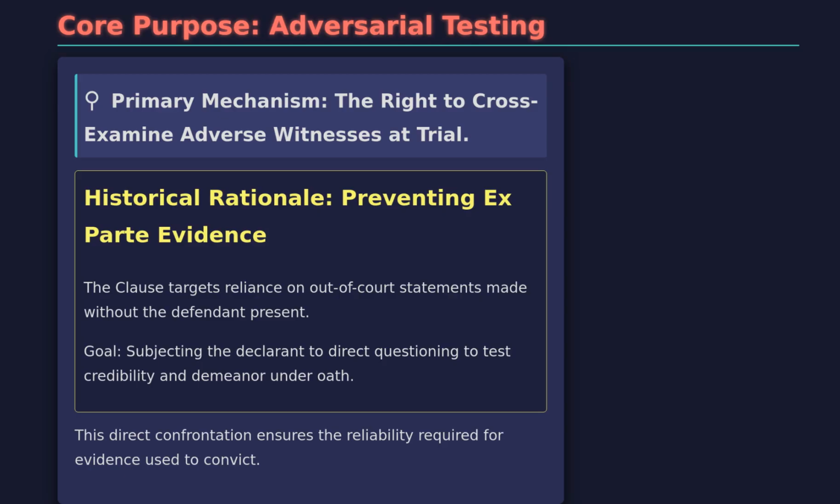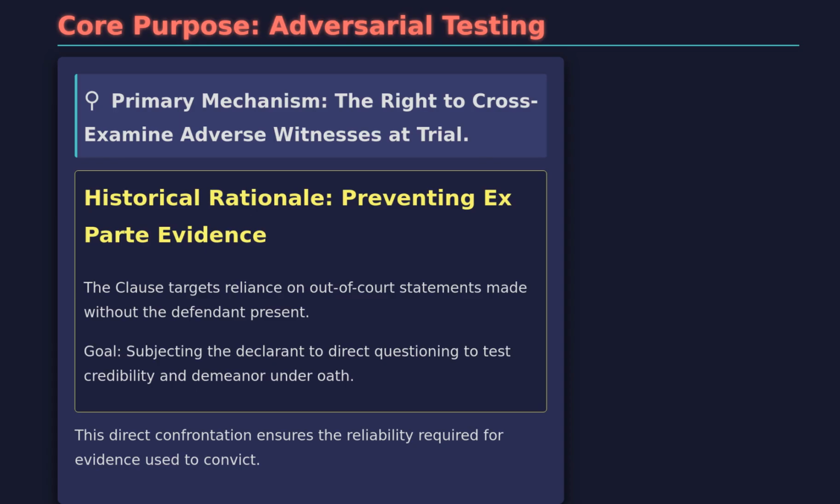The primary mechanism through which the Sixth Amendment guarantees confrontation is the fundamental right to cross-examine adverse witnesses at trial. This is not merely a procedural formality. It is the bedrock of adversarial testing designed to uncover the truth. Historically, the framers were deeply concerned about the Crown relying on written accusations or affidavits, statements made outside of court, often without the defendant present. This practice, known as using ex parte evidence, allowed the prosecution to present damaging testimony without ever subjecting the declarant to the crucible of cross-examination.